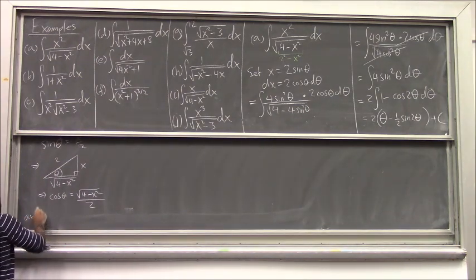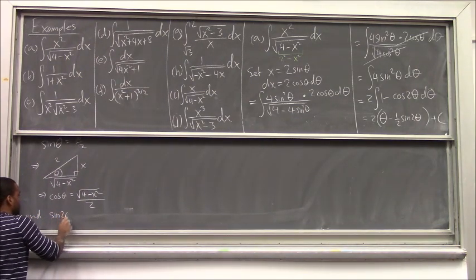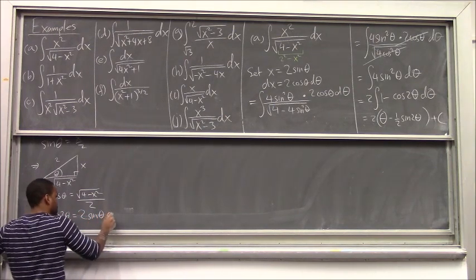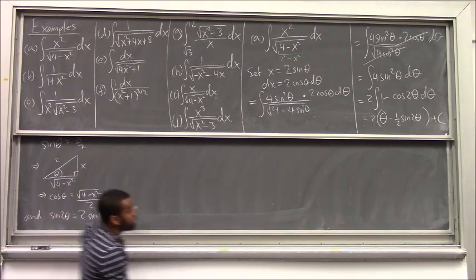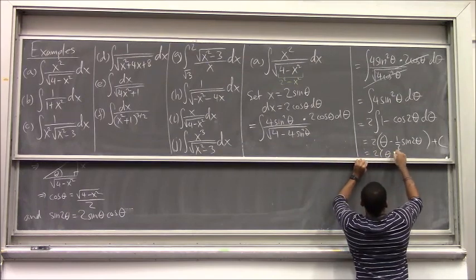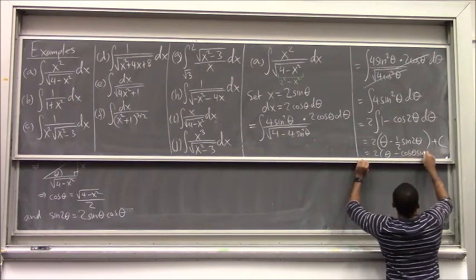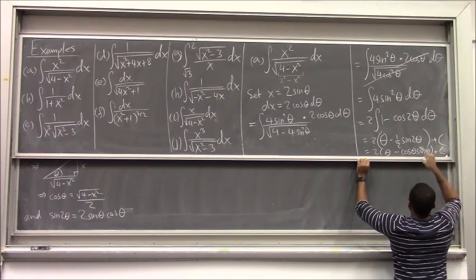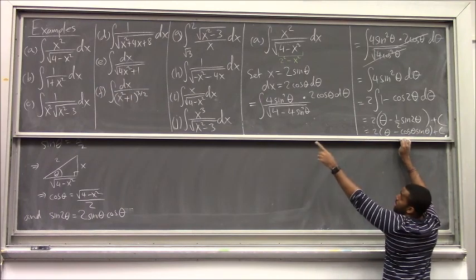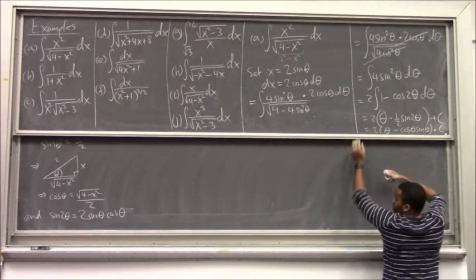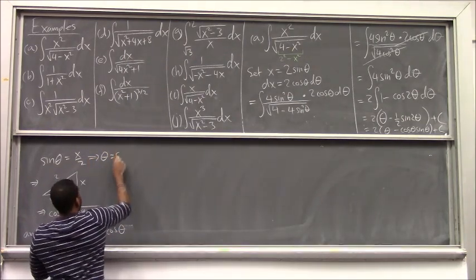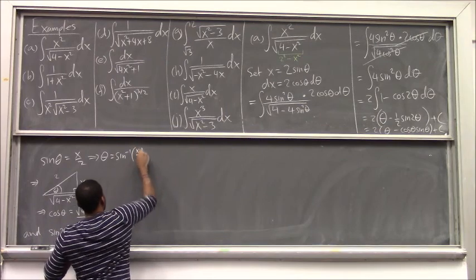And I also know that sine of 2 theta, hopefully we all know, is 2 sine theta cosine theta. So this expression here is just going to be cosine theta sine theta. And I can replace the cosine with that expression. I can replace the sine with x over 2. I can replace this now, of course, with arcsine. So this here means that theta is going to be sine inverse of x over 2.